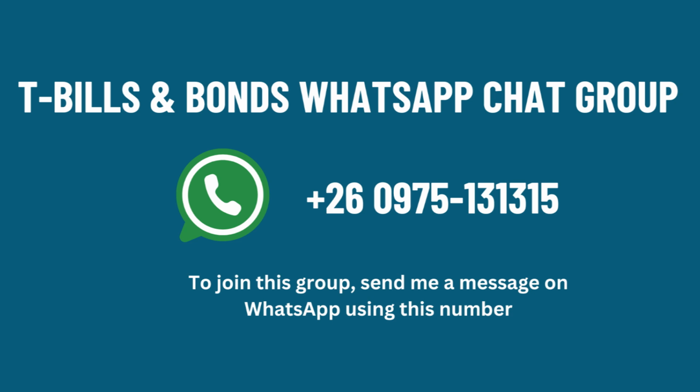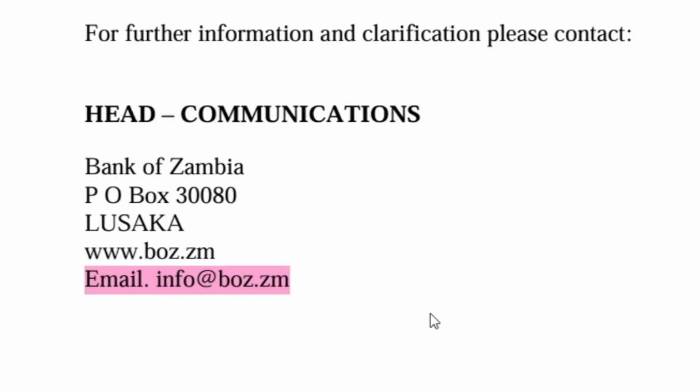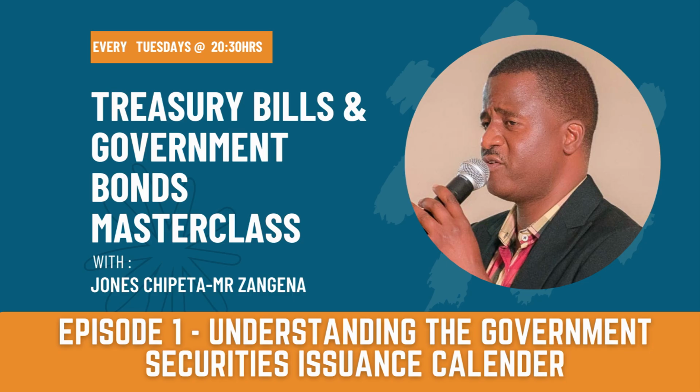The other thing that I want you to pay attention to is this email address, info@boz.zm. Whenever you have a challenge, maybe your bond has been rejected or something has happened, you want to email Bank of Zambia using this email address. Be patient once you've emailed them. You are not the only person that they are dealing with. It's the Bank of Zambia, so they are dealing with a number of people. Of course, they've got people that look at this email address, so you are assured that once you've written to them, they'll be able to respond.